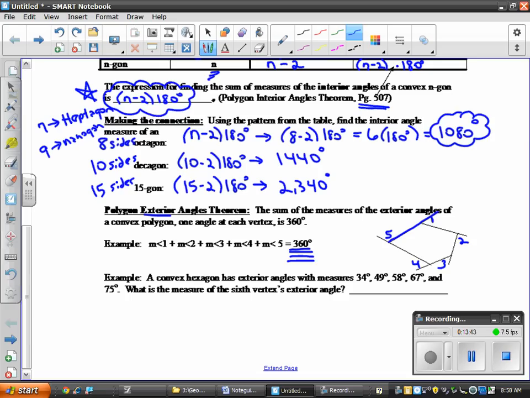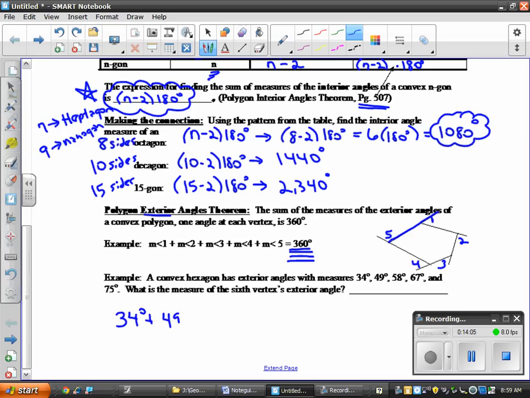Okay, so we have an example, a convex hexagon. Hexagon, as we know, is 6 sides. It has exterior angle measures of 34, 49, 58, 67, and 75. What's the measure of that 6th vertex? So, you can draw it, for sure. Or in this case, I'm just going to say, we know one of the angles is 34 degrees.